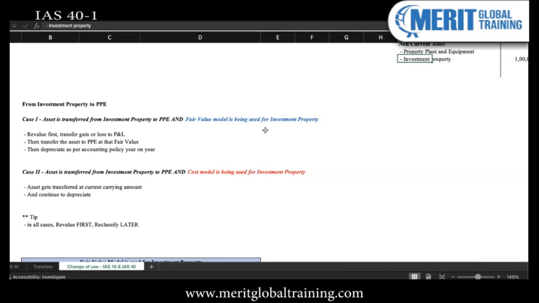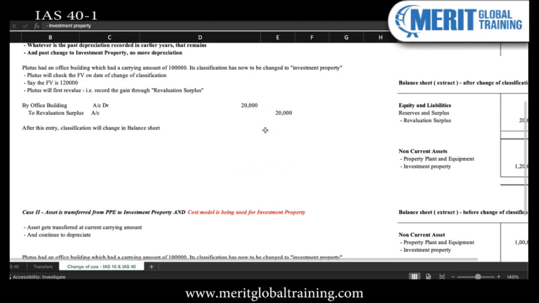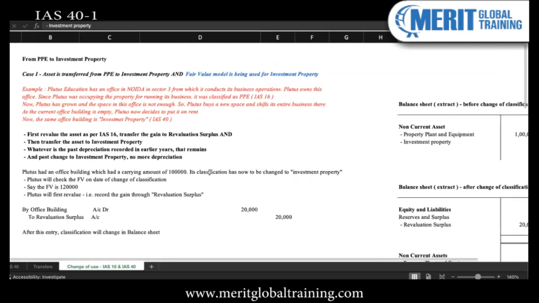We have a building in Noida in Sector 3 where we are conducting our operations. This is property, plant, and equipment. We felt that okay, we are growing, we are expanding. This building is not enough for us. So we shifted to a new building. When we shifted to the new building, we did not sell the old one, we gave it out on rent to someone. So it became investment property. That was the first part of the narration.